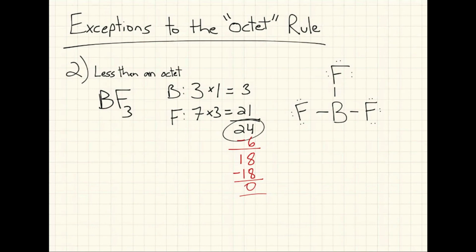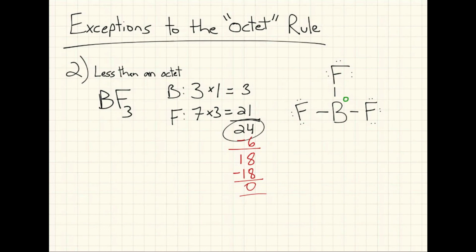So boron here has 3 valence electrons. How many electrons does it own in the current structure? Well, it owns 1 of each of those bonds. That's 3. 3 minus 3 is 0. The formal charge of my boron atom in this structure is 0, and don't forget that a 0 formal charge is a good thing.